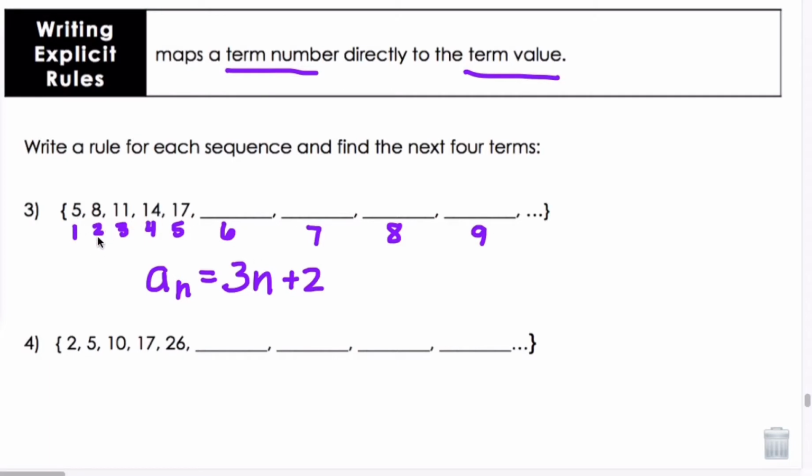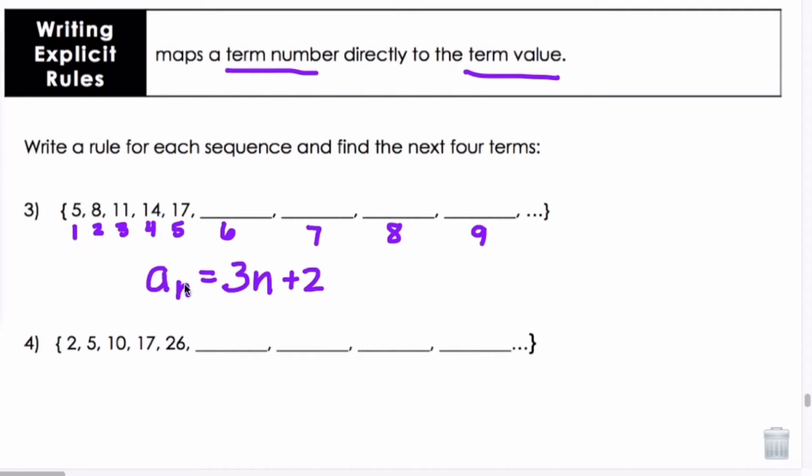So this makes it a little trickier because you're relating the term value to the term number. So there's no perfect way to figure that out. You have to kind of just use your knowledge and try to guess and check to see if it works.